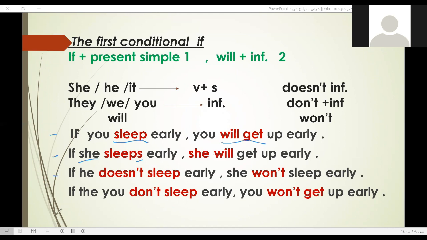Next. If he doesn't sleep early, she won't sleep early. So this is affirmative, and this is negative. You see, doesn't, yes, sleep. If he doesn't sleep early, she won't sleep early. Next. If you don't sleep early, you won't get up early. This is another form of the negative form in the first conditional. Thank you very much.